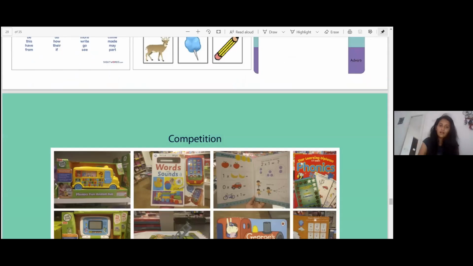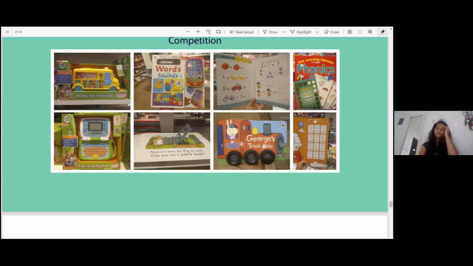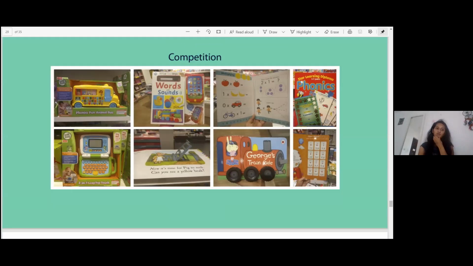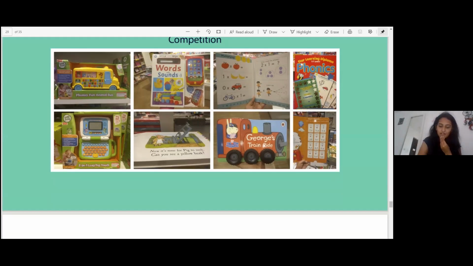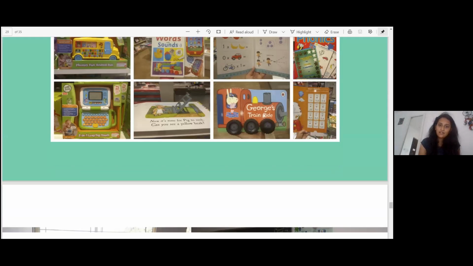I also looked at what competition is available in the market. Now, usually what you find in stores and everything is something that's not typically used in a classroom. So these were the kinds of things that I came across.